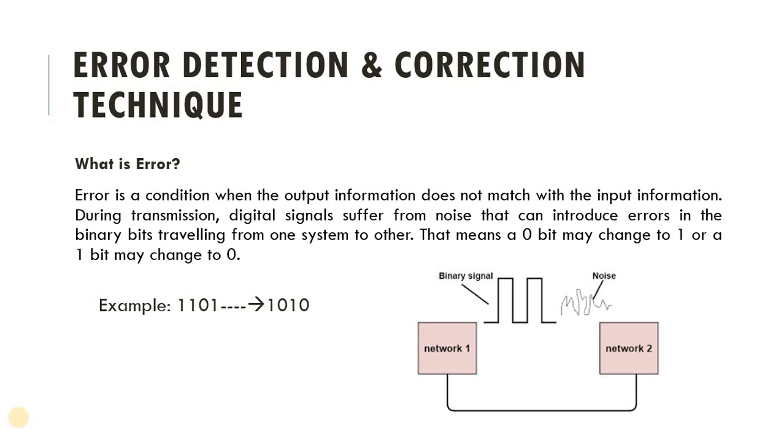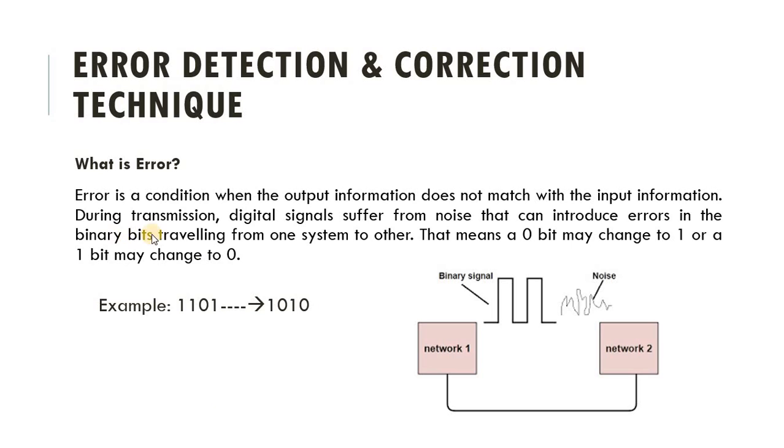First, let's understand what an error is. An error is a condition when the output information does not match the input information. During transmission, digital signals suffer from noise that can introduce errors in the binary bits traveling from one system to another. That means a 0 bit may change to 1 or a 1 bit may change to 0.